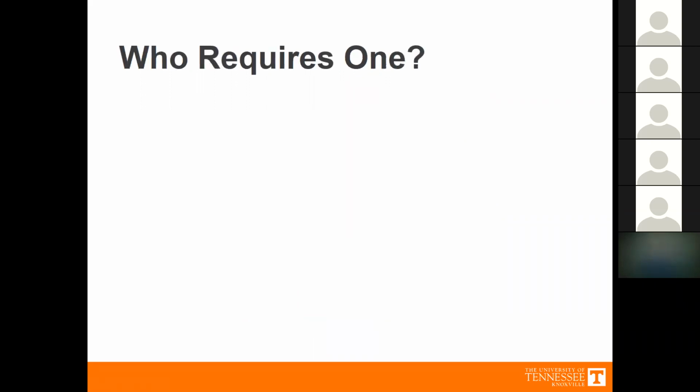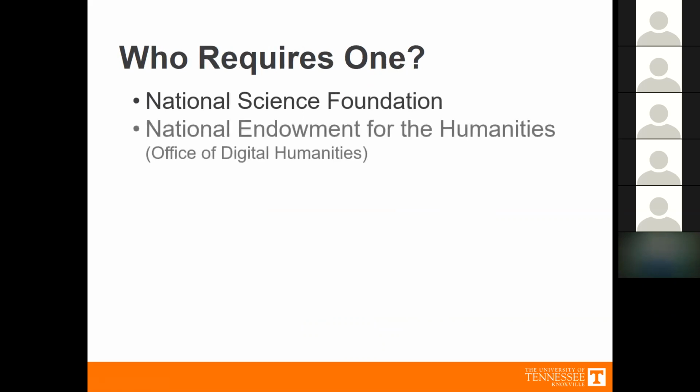Who requires data management plans? Within the last few years, data management plans have become required by most grant funding agencies. The National Science Foundation, of course, has been requiring data management plans since 2011. The National Endowment for the Humanities, the Office of Digital Humanities in particular, requires data management plans. The National Institutes of Health currently requires something called a data sharing plan, which is slightly different from a data management plan, but it is similar enough that we include it here.